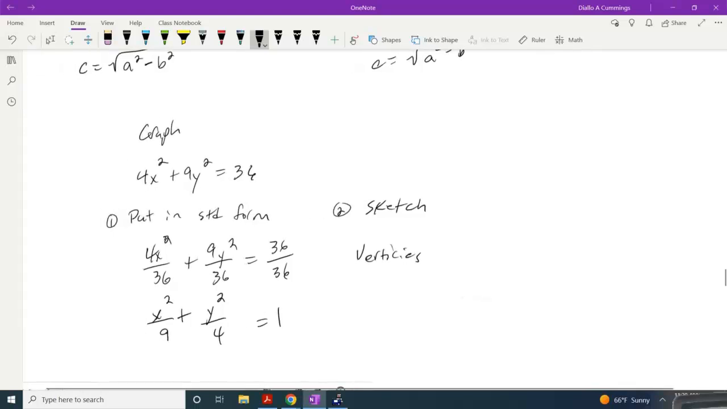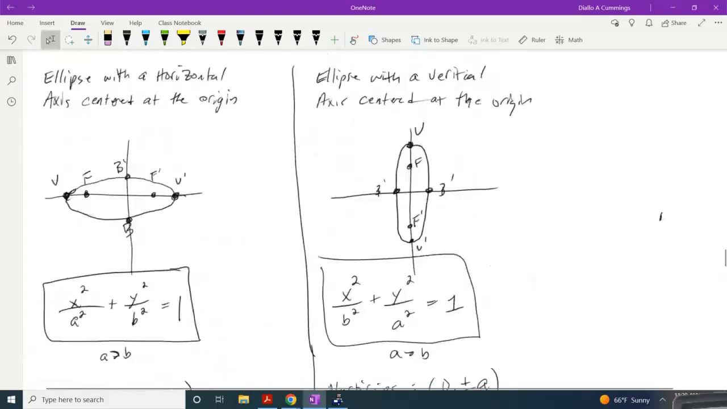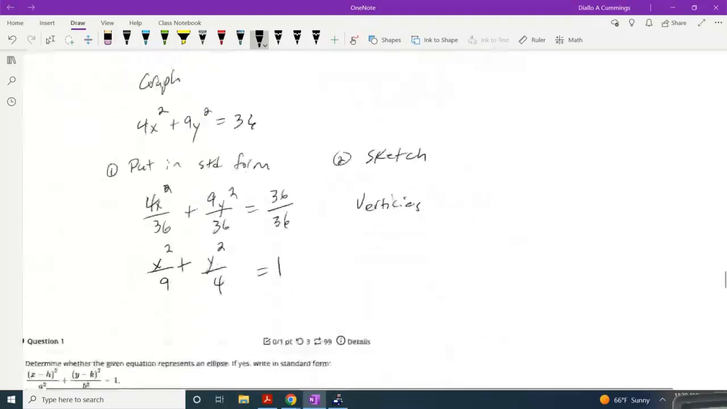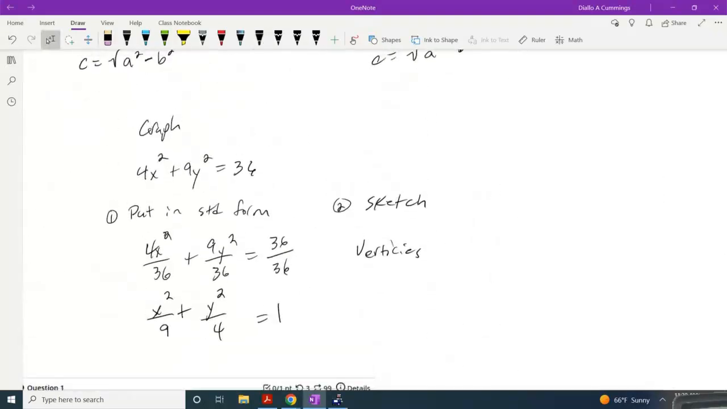So how do I know which model form to use? Is it a horizontal axis or a vertical axis? The key thing is look for the largest denominator. In this particular problem, the largest denominator is 9, so this is going to be an ellipse with a horizontal axis.